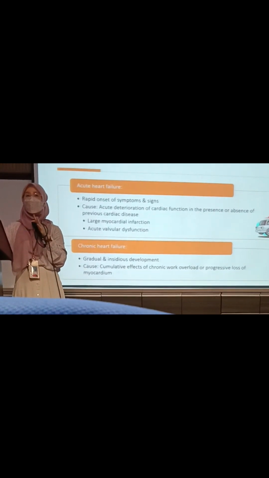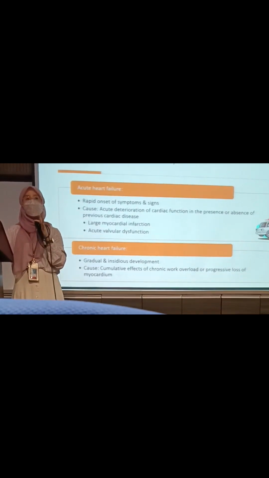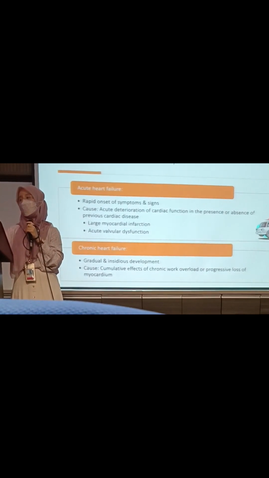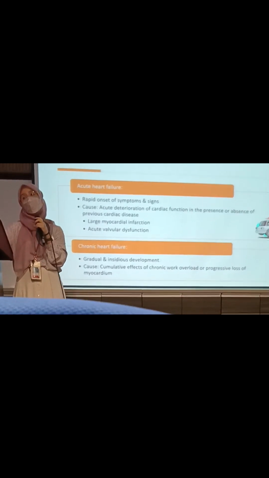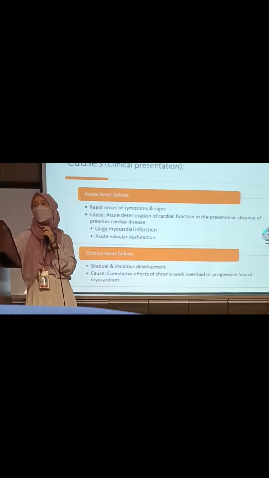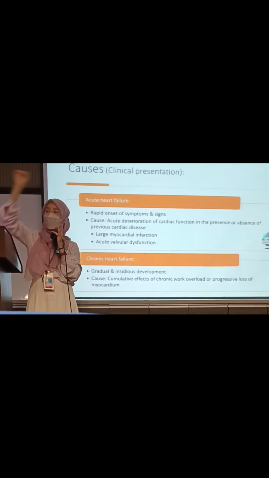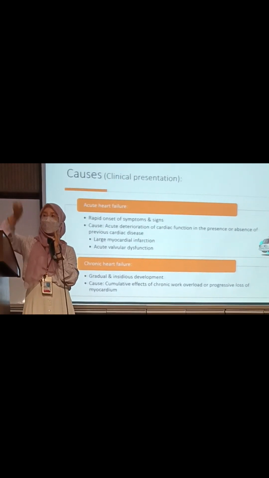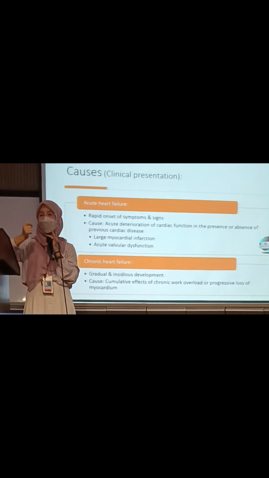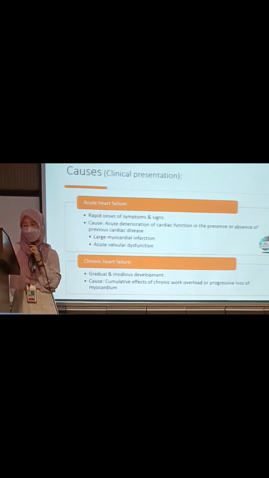In acute heart failure, the symptoms occur very abrupt, very rapid onset. So the causes must be something that occurs abruptly. Contoh, acute deterioration of the cardiac function in the presence or absence of the previous cardiac disease. Maksudnya the person may or may not have the previous cardiac lesion. Contoh, tiba-tiba patient develop very large, massive myocardial infarction. So tiba-tiba the whole cardiac muscle tu, maksudnya the block tu dekat more proximal lagi, menyebabkan supply of the distal, the whole myocardium tu disrupted. So dapat large MI.